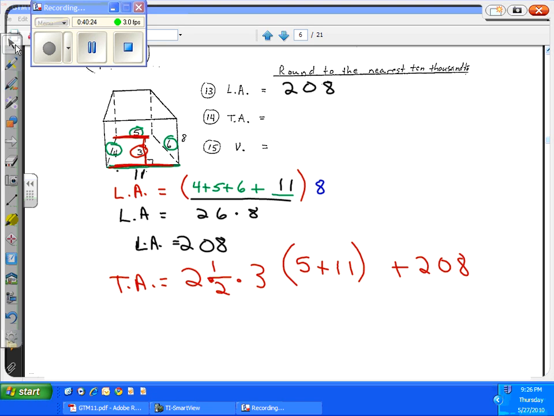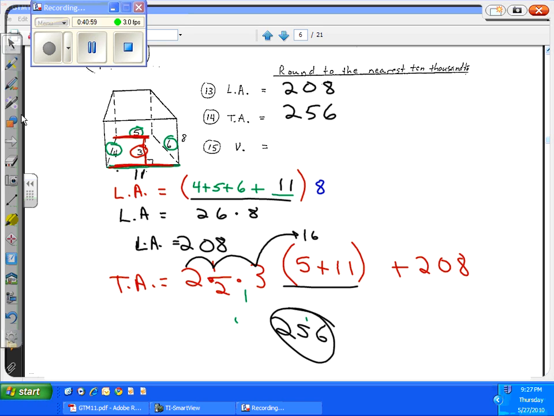So we're going to do 5 plus 11 is 16. 2 halves is 1 whole. 1 whole times 3 is 3. 3 times 16 is 48. 48 plus 208 is 256. Okay?